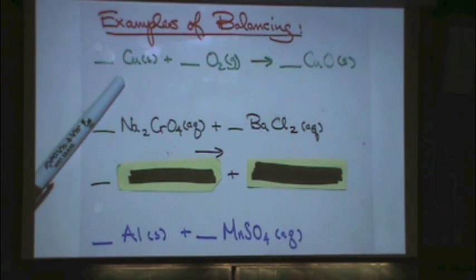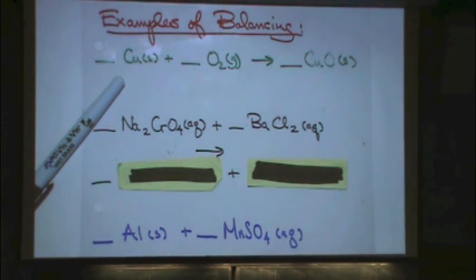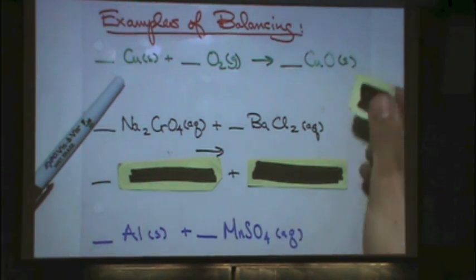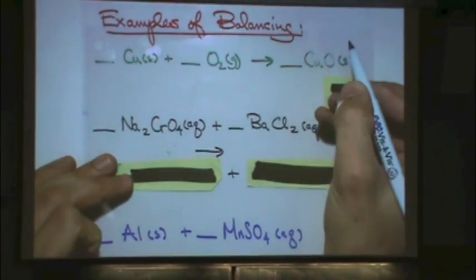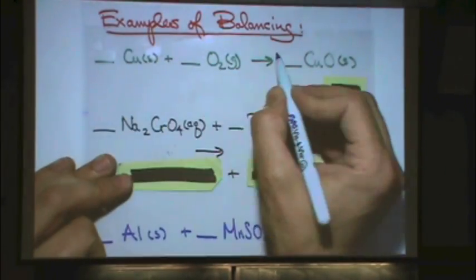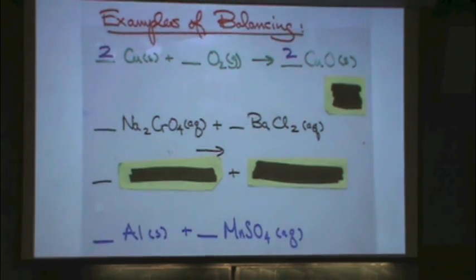I noted I chose which one here? +2. You always, when you're oxidizing something, you always want to pick the highest number. So 2 over 1, 3 over 2, etc. So this is copper 2 oxide or cupric oxide is the answer. And then you'd want to be able to balance this, which would be, let's see, if we put a 2 here and 2 here to balance the oxygens, that would work.